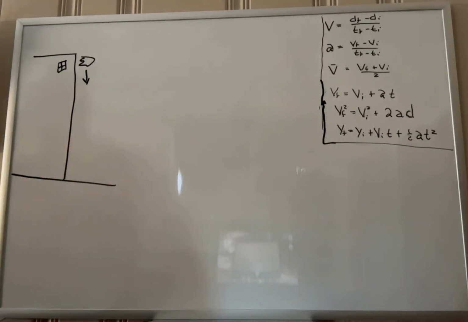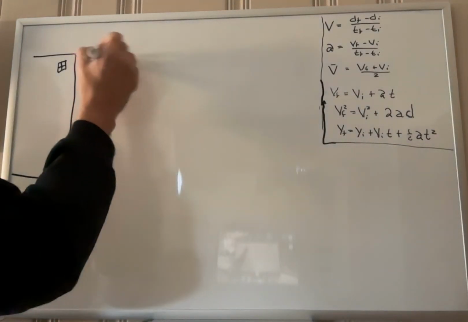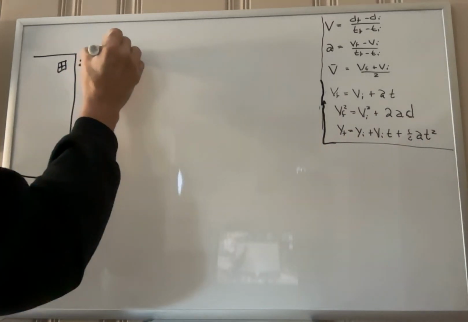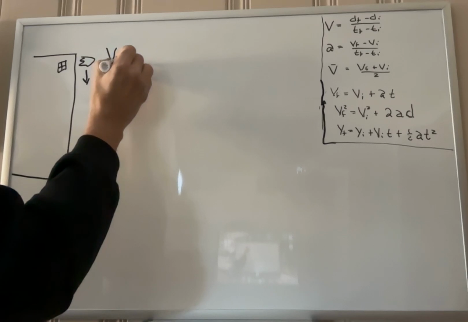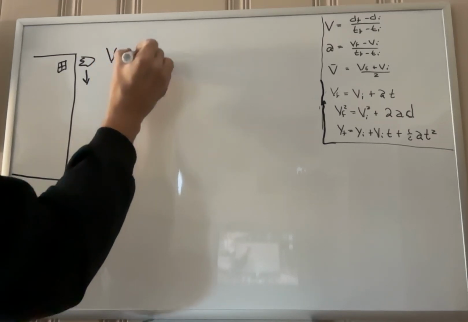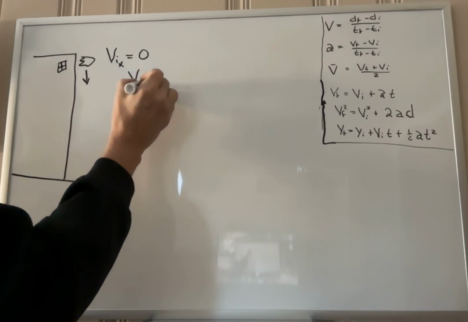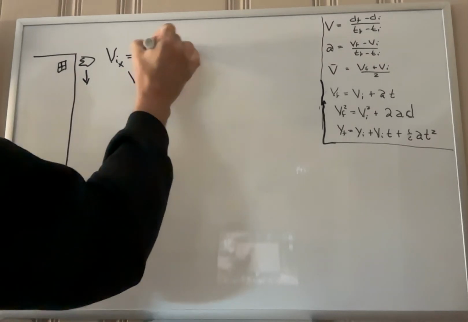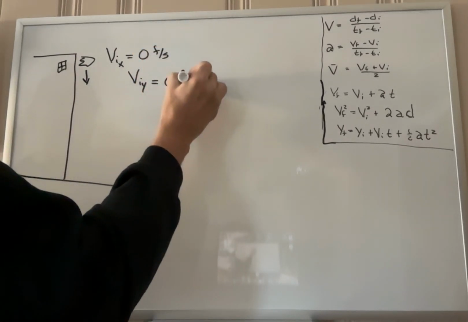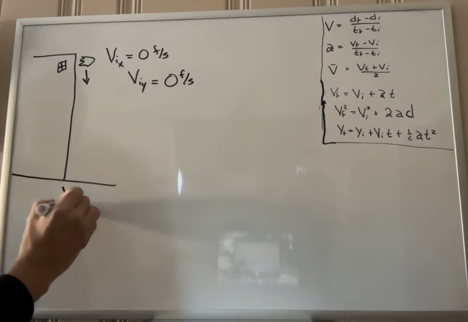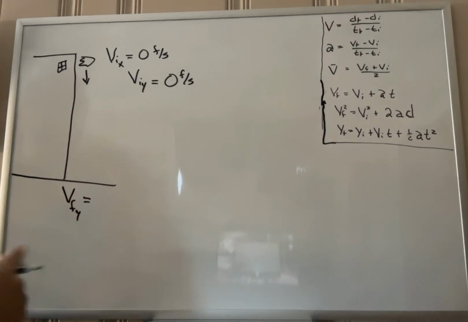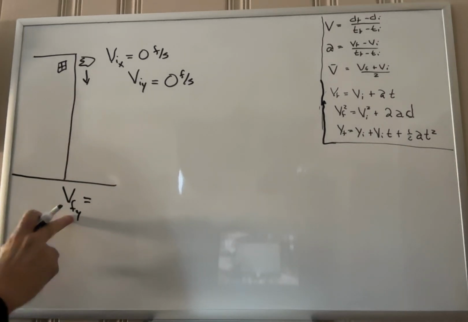So let's look at this using the kinematic equations. I'm going to separate my initial conditions and my final conditions. I know my velocity initial in the x direction is going to be equal to 0. My velocity initial in the y direction is also going to be 0, both in feet per second. My velocity final is going to be in the y direction, and it's going to be some number. Since there's no x direction movement, I'm going to have only velocity in the y direction.